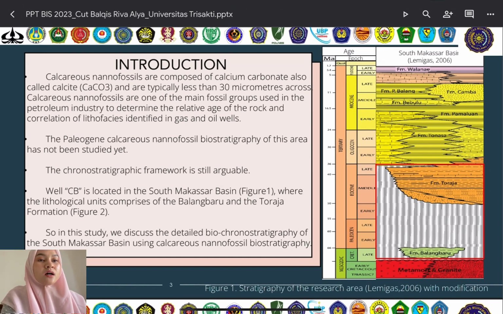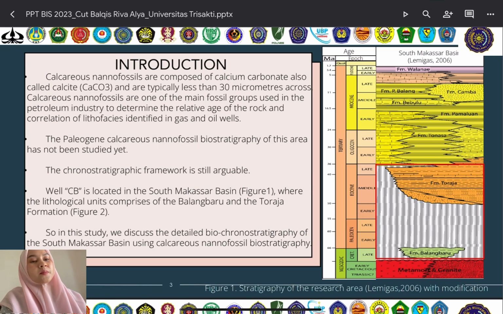Introduction. Calcareous nanofossils are composed of calcium carbonate, also called calcite or CaCO3, and are typically less than 30 micrometers across. Calcareous nanofossils can be used in the petroleum industry to determine the relative age of the rock and for correlation of lithophases identified in gas and oil wells.